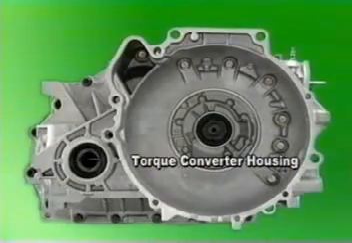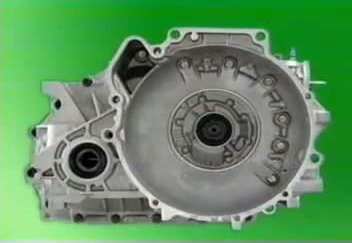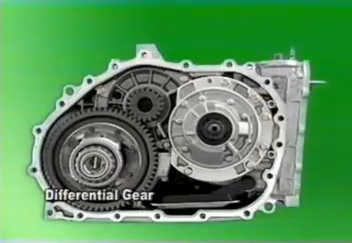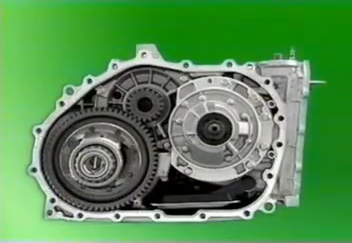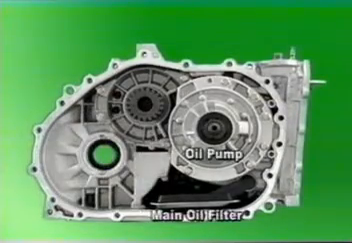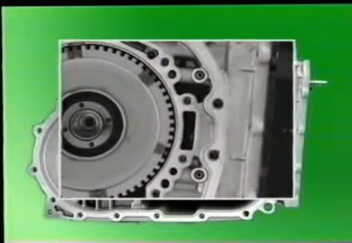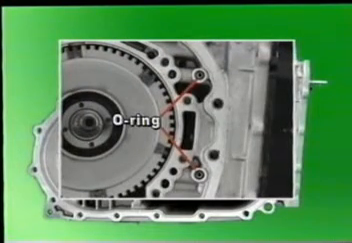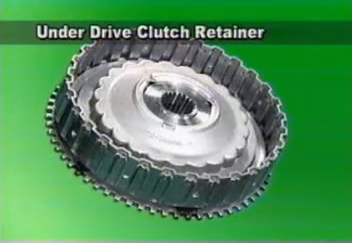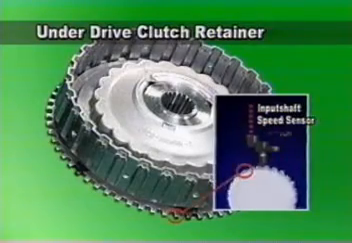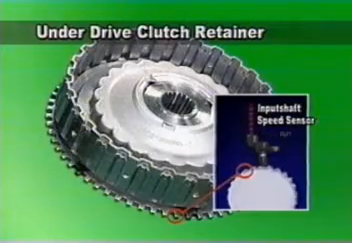Disassemble the torque converter housing first. Then separate the differential gear, main oil filter, and oil pump. Besides, pay attention to the 2 O-rings next to the oil pump. This is underdrive clutch retainer, where input shaft speed sensor detects rotation of automatic transaxle input shaft.